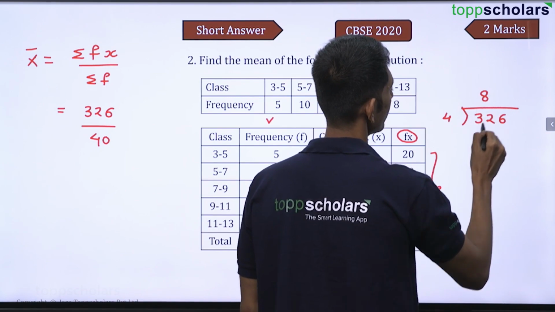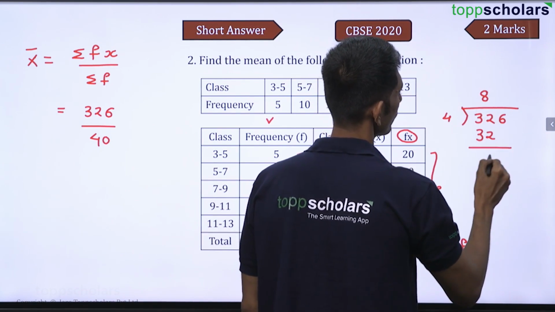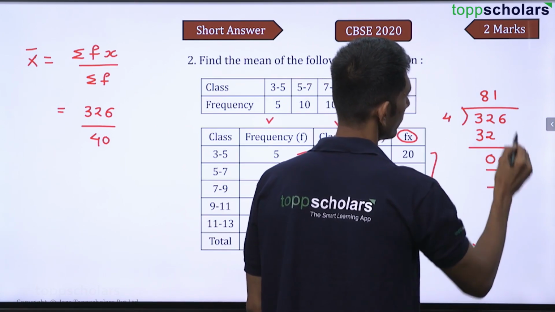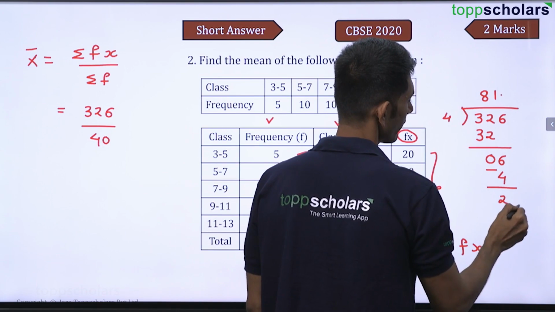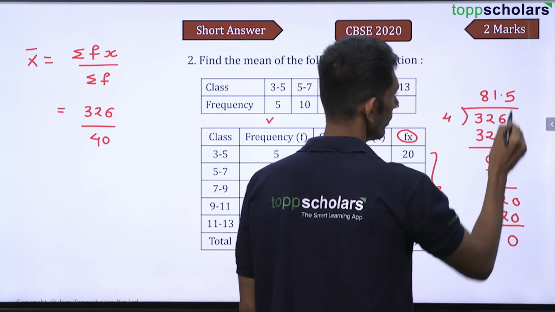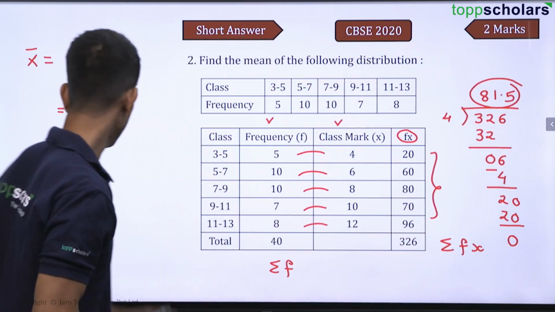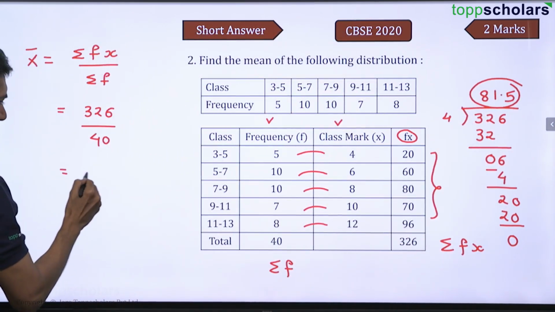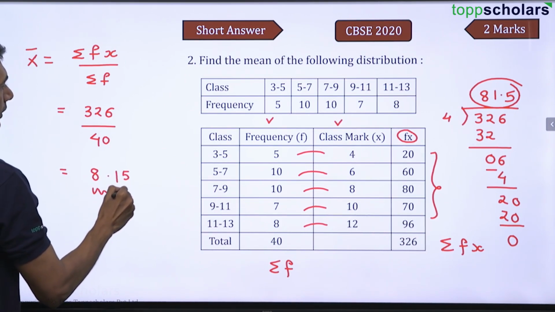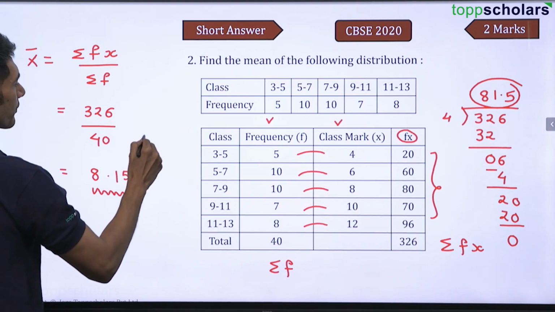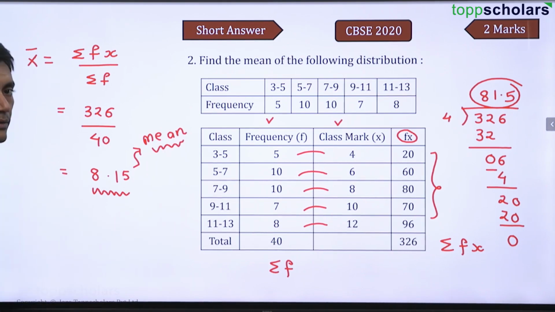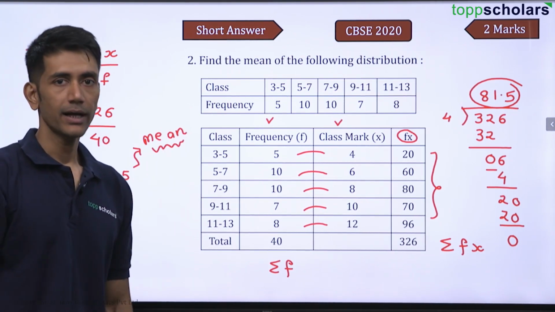So 4 8s are 32. This is 0. This is 6. 4 1s are 4. You get 2. You get dot. You get 0. 4 5s is 20. You get the remainder as 0. 81.5, but we have 40. So we'll shift decimal one more time and that is 8.15. That is your mean. Right? I hope this is clear.